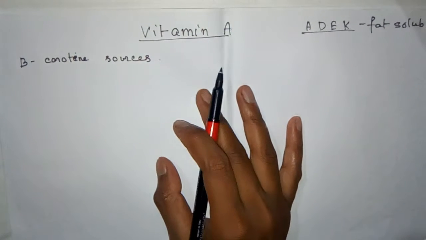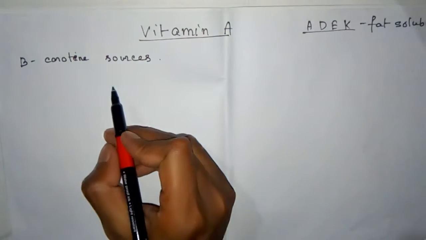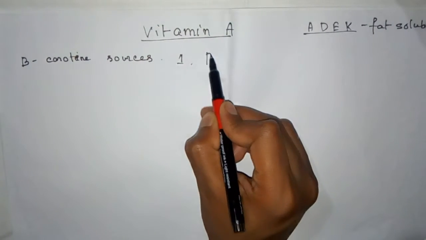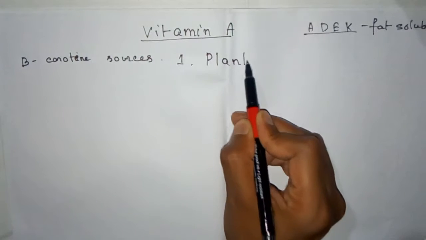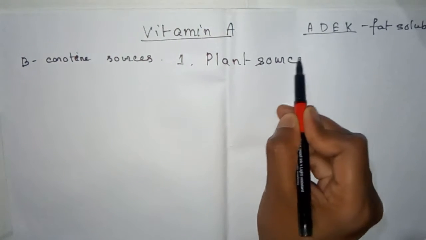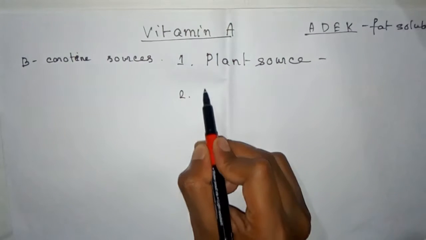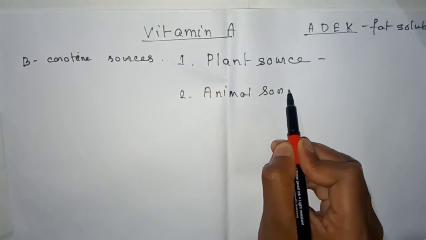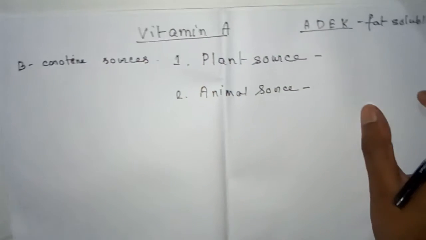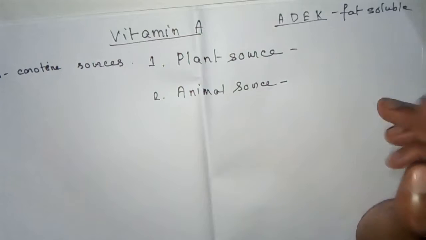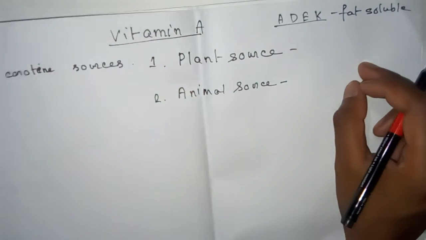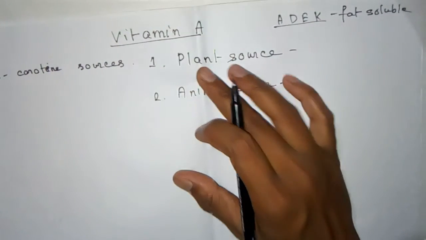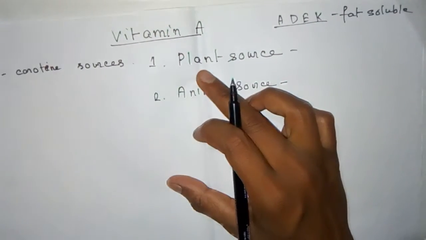So the sources of vitamin A are number one, plant sources, and number two, animal sources. The plant sources are all pigmented, particularly yellow vegetables and fruits like sweet potatoes. These are the sources of vitamin A from plants.